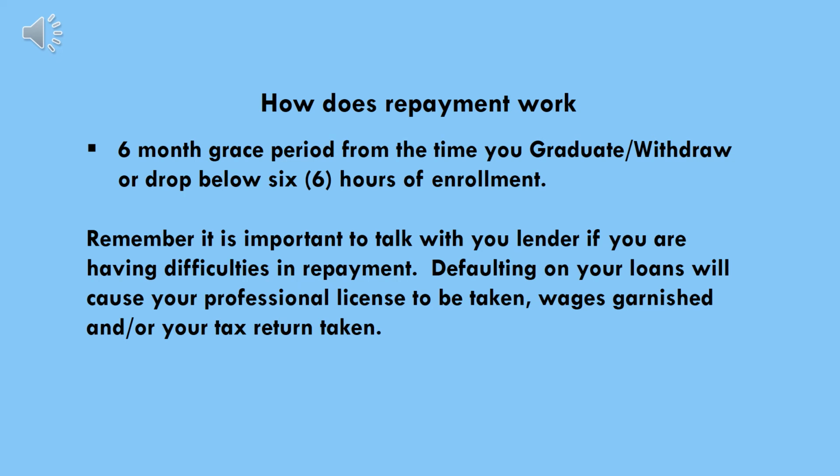Repayment of your loans comes 6 months after you graduate, withdraw, or drop below 6 hours of enrollment. Remember, if you are having financial difficulty once you graduate, withdraw, or drop below 6 hours, contact the lender of your loans or the servicer of your loans and work out a payment plan. If you default on your loans and do not pay them, they will take your license, they will garnish your paycheck, and they will take your tax return. Remember, an open line of communication with the servicer of your funds is most important.